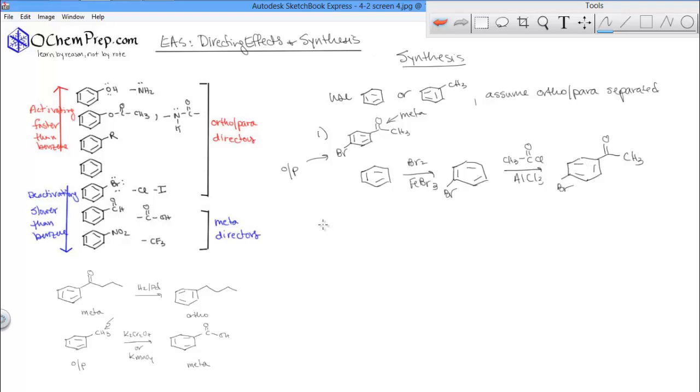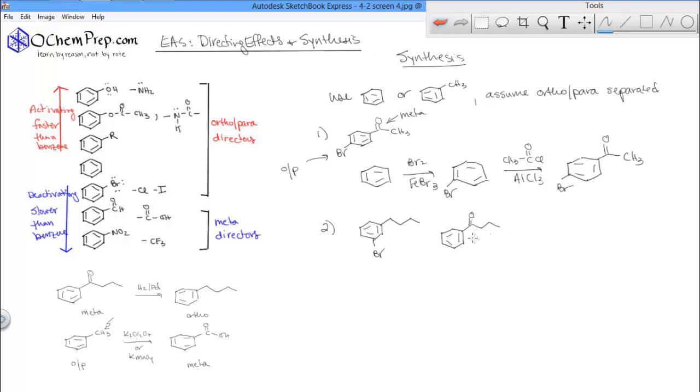Let's try a problem that uses one of these reactions. I want to make meta-bromobutylbenzene. 1, 2, 3, 4. So again, we're going to start out with benzene itself, not with toluene, since we don't need a methyl group. Now we have to remember, you can't put a long chain on the ring directly. So we're going to put that on as an acyl group first.